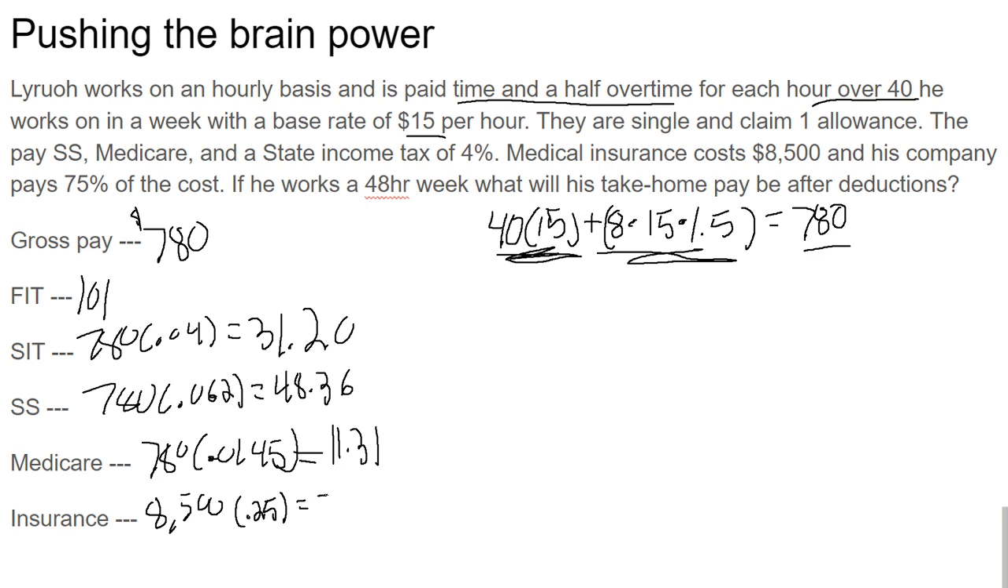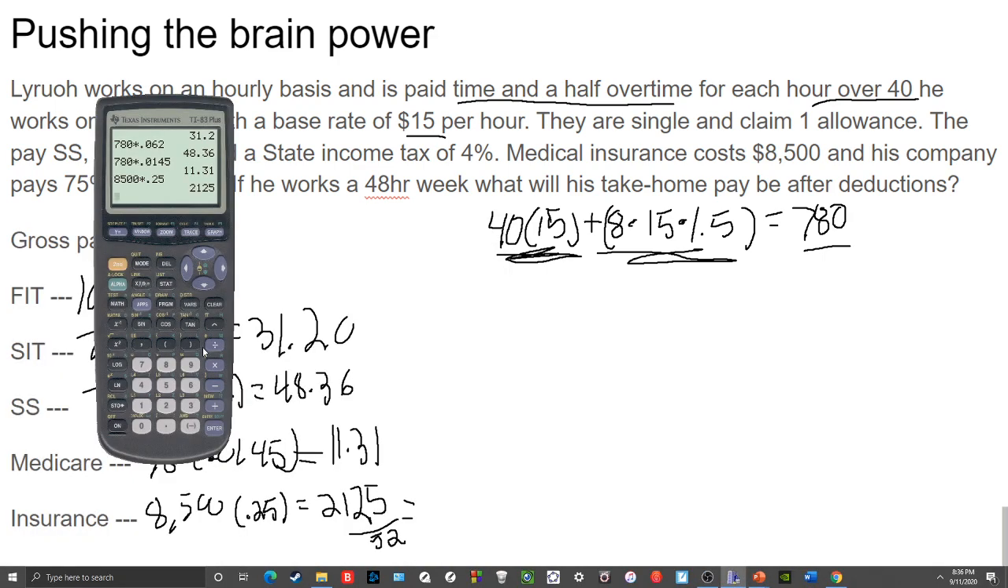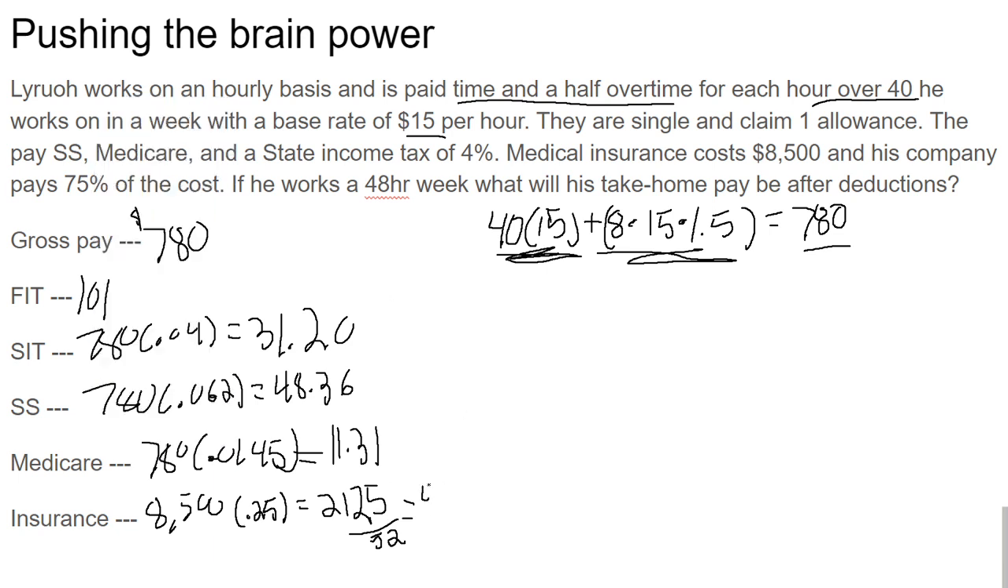Now you might be saying, well, this is a lot because he's only going to get paid $780. But remember, this is a yearly payment. Usually health insurance cost is given as an annual amount, although I didn't say that here, which I probably should have. So this is $8,500 yearly. So we're going to divide this by 52 to get the weekly payment, which is going to reduce this substantially. So this divided by 52 gives us $40.87. That's a much more reasonable weekly payment than $2,000.